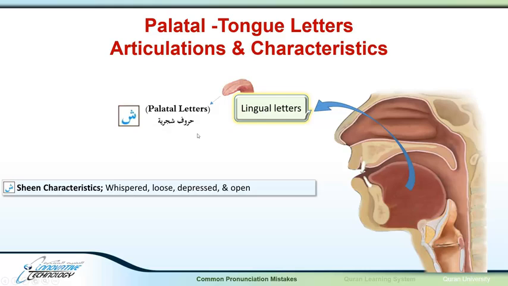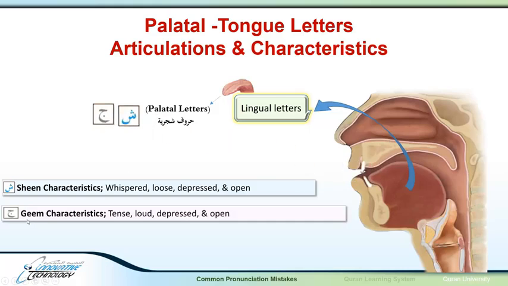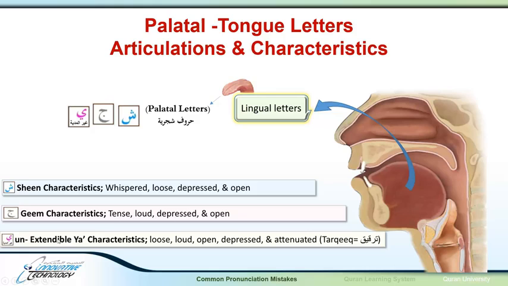The second one of this group is the jim, which is characterized by being tense, loud, depressed, and open. The third one is the non-extendable ya, which is characterized by being loose, loud, open, depressed, and attenuated. It has the tarqiq characteristic. So the non-extendable ya is different from the extendable ya, which is a vowel.